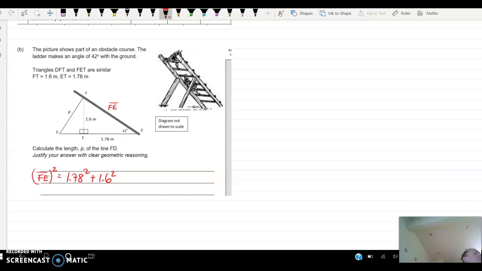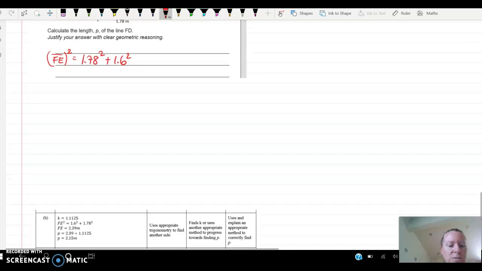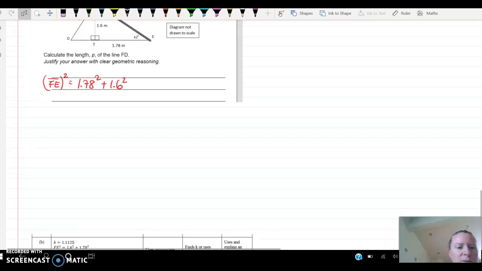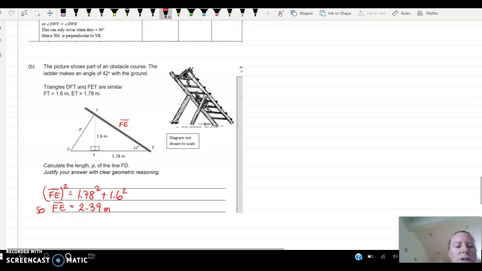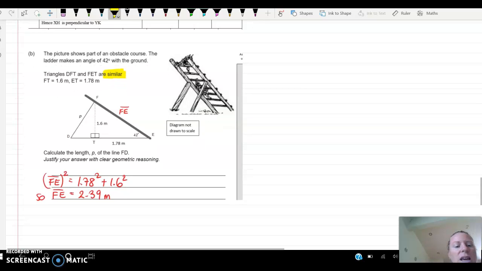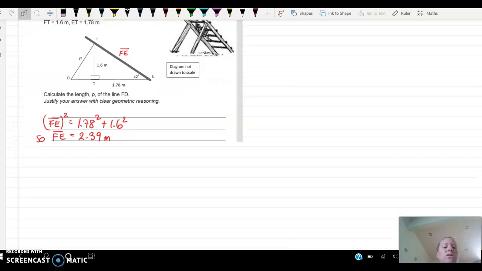Actually, my calculator, it's probably just down here in the answers. Yes, they've done the same, 2.39. So FE is 2.39 meters. Lovely. Now these, we are told, are similar triangles. Okay, so we know they're similar triangles. That's fantastic. So that means that the ratios of one thing to the other are going to be the same either way.